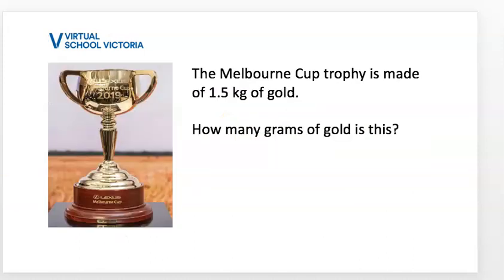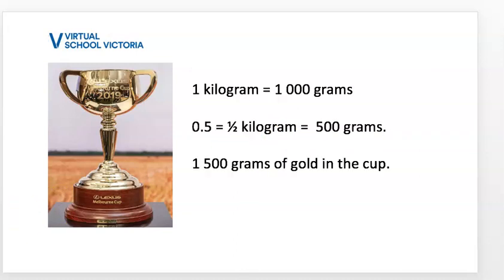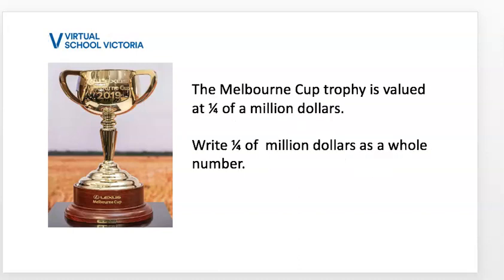The Melbourne Cup trophy is made of 1.5 kilograms of gold. How many grams of gold would this be? Well, remember 1 kilogram equals 1,000 grams. 0.5 is always a half, so we will have a half a kilogram or 500 grams. So in total there are 1,500 grams of gold in the cup.